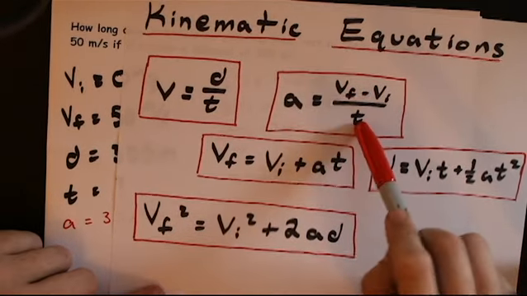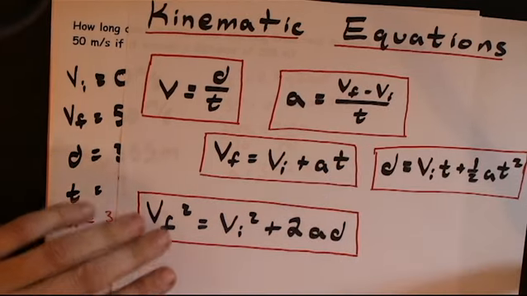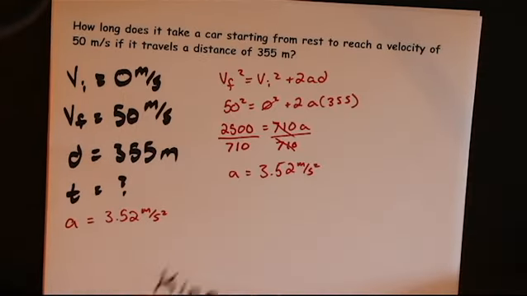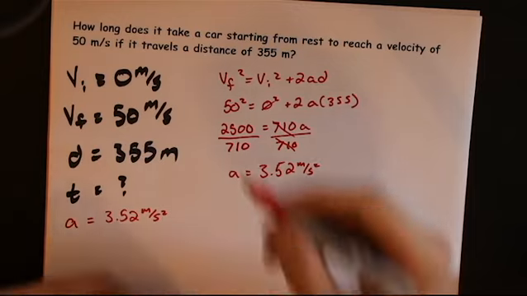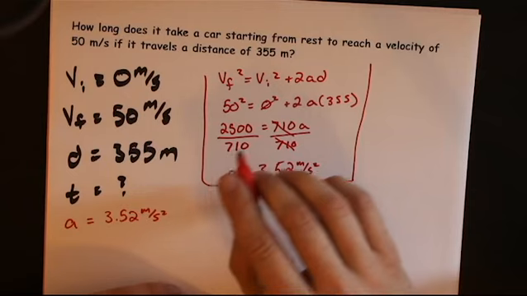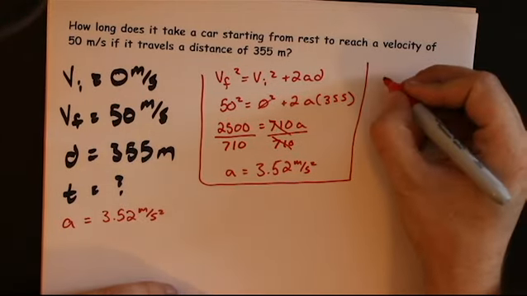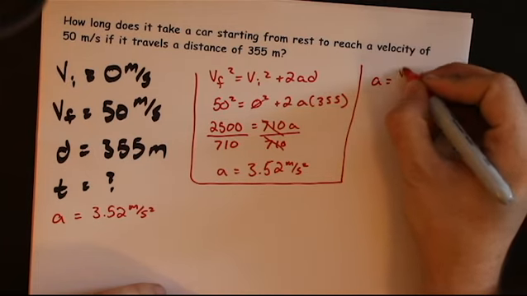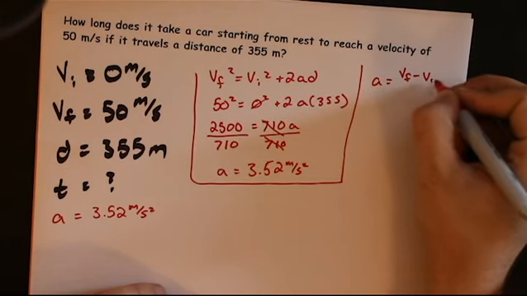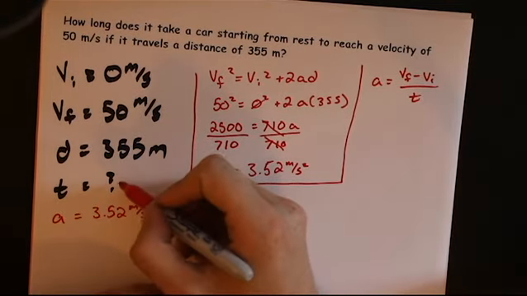You know what I want to do? I'm going to use this one up here. I don't think I've used this one yet, have I? Nah. So let's use that equation. I'm going to kind of box this work off to let me know that this doesn't go along with what I'm about to do. So let's use the equation A equals VF minus VI divided by time. Remember, the whole purpose of this is to solve for time.